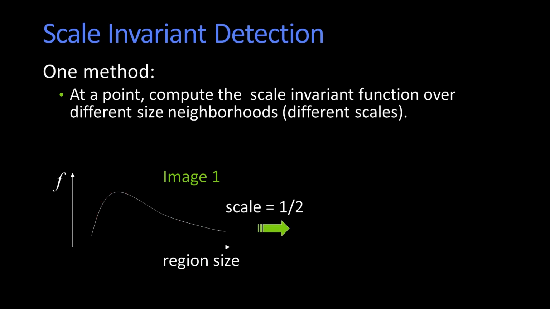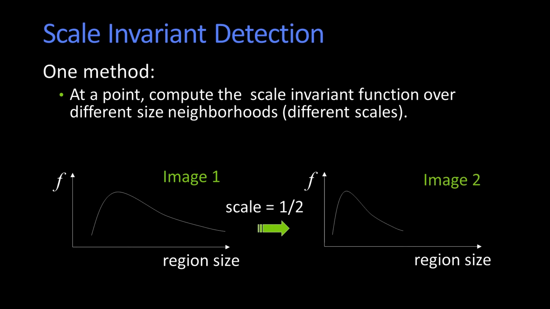Now, let's suppose in my next picture I shrink the thing down by half. As I compute that same function over the same region sizes, 2, 4, 8, 16, it's going to take the same shape, but it's going to get there faster, which is why this function is essentially just a squashed version of the one on the left. It's the same function, just squashed.